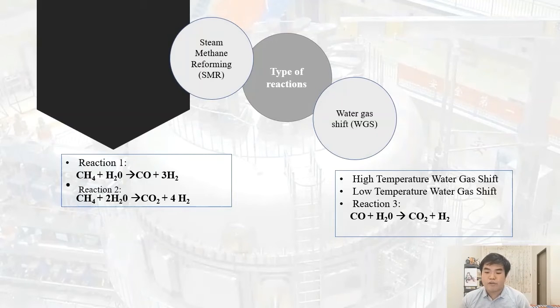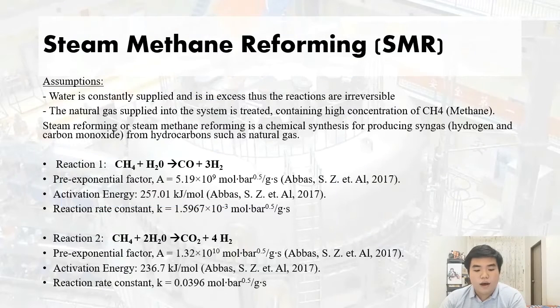Next, in the WGS reactor, there will be only one reaction, and this reaction further reacts the carbon monoxide produced in the first reactor into hydrogen and carbon dioxide. As our reactant stream flows into the reactor, we are assuming that the water is constantly supplied into the system and always in excess so that the reactions are always irreversible. Besides, the natural gas supplied into the system is treated and contains a high concentration of CH4 methane, which means that the stream does not need to undergo further treatment such as desulfurization.